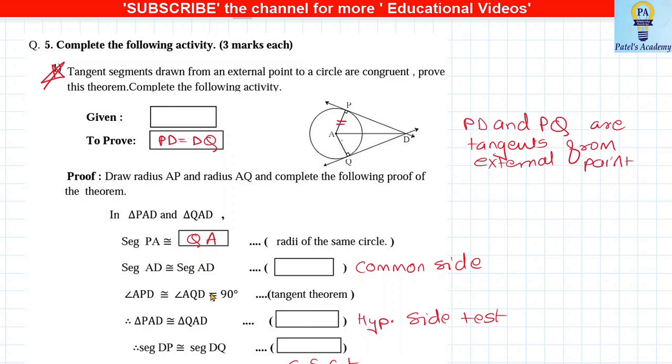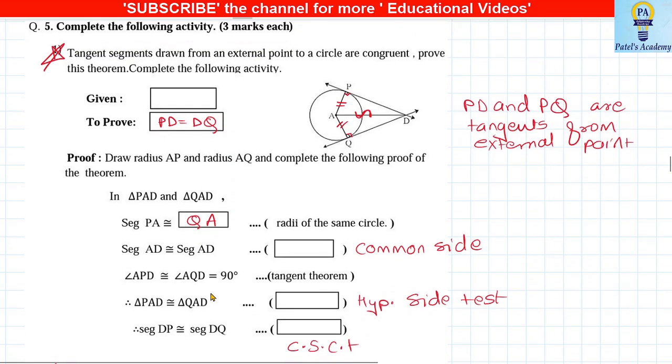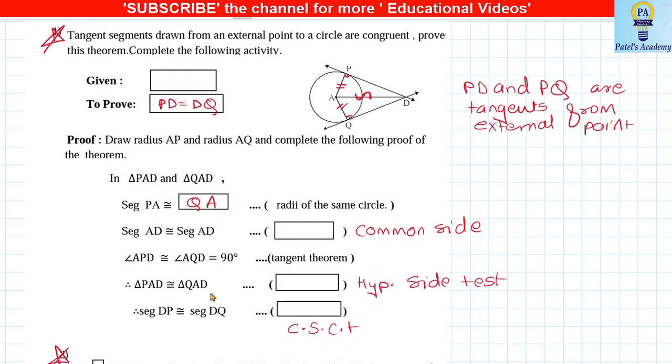If you see the figure, PA and AQ are equal, that is nothing but the radii of the same circle, and AD is congruent to AD, this is the common side, and angle P and angle Q are equal, as tangent is perpendicular to radius. So I can say that the two triangles are congruent by the hypotenuse side test, and since they are congruent, I can say that the two tangents are equal, that is DP equals DQ. You can pause the video and understand the theorem very properly, students.